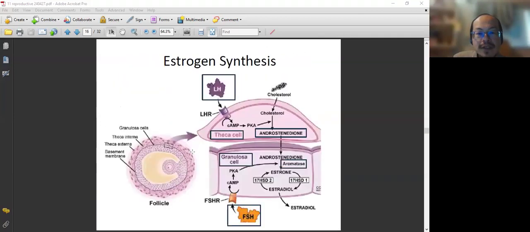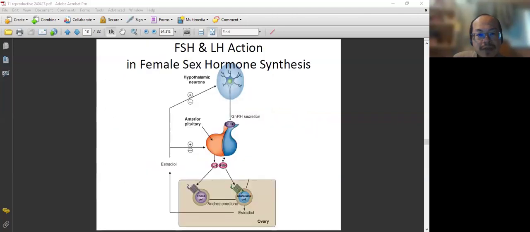After the development of the follicle, this picture shows you that the hypothalamus releases GnRH, gonadotropin releasing hormone. It acts on the anterior pituitary gland to cause it to release LH and FSH. LH acts on the theca cells, FSH acts on the granulosa cells. Theca cells produce androstenedione to transport into the granulosa cells. Then granulosa cells produce estradiol, or estrogen. So that's that.